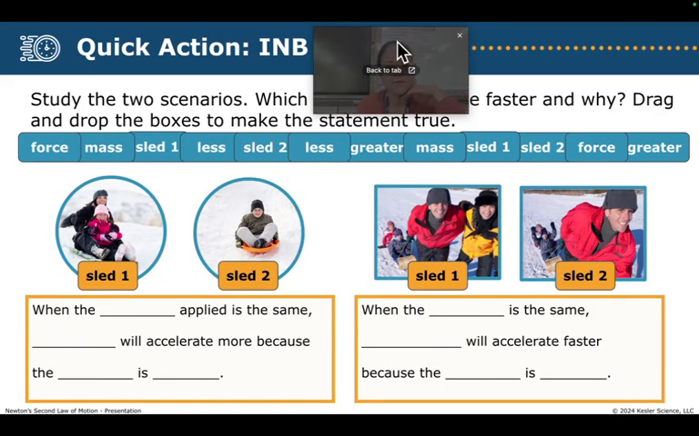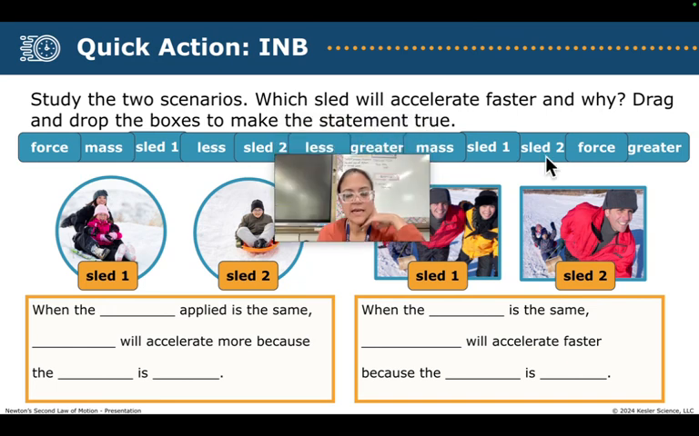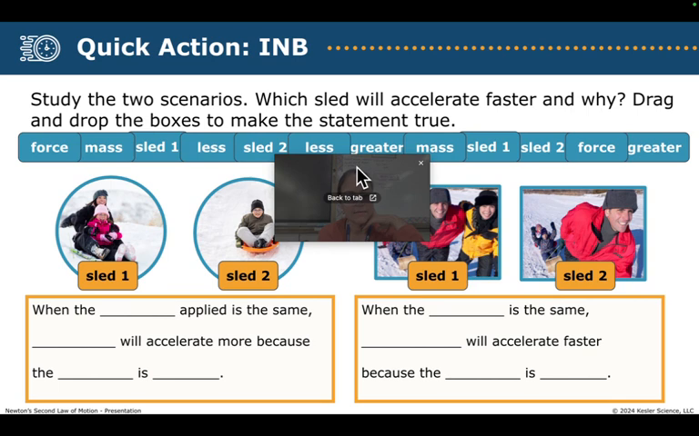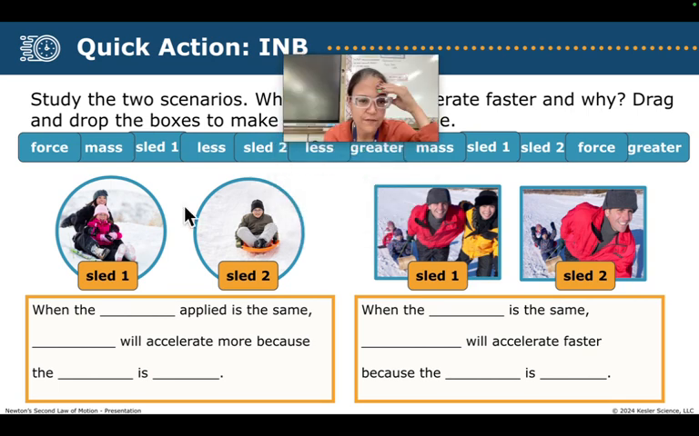Okay, so study the 2 scenarios. Which sled will accelerate faster and why? And we're gonna look and see at these. So which of these sleds is going to accelerate faster? Do we think the one with 2 people on it is going to go faster or the one with just 1 person? What do you think?